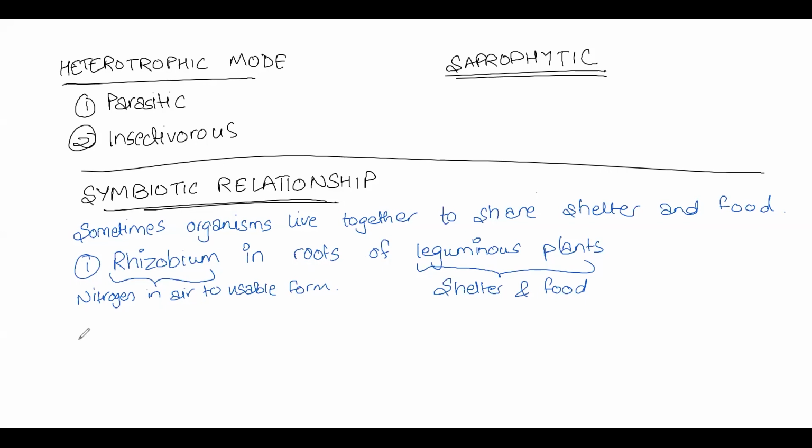Now the second example is of certain organisms that contain chlorophyll, known as algae. The algae live with fungus, and this relationship is known as lichens, where the algae provides food.